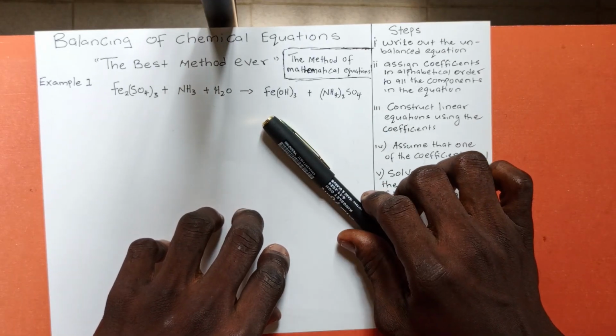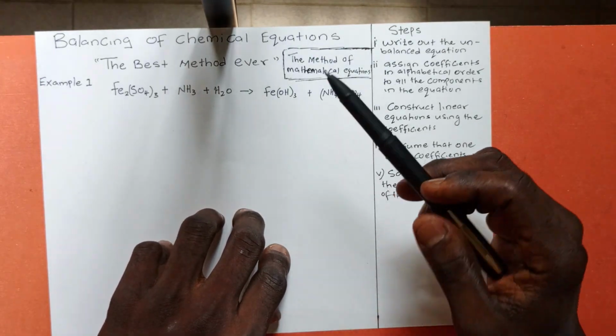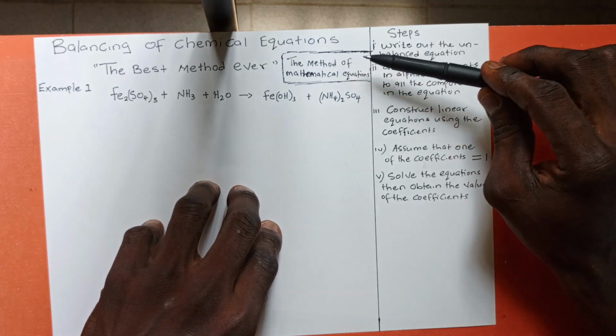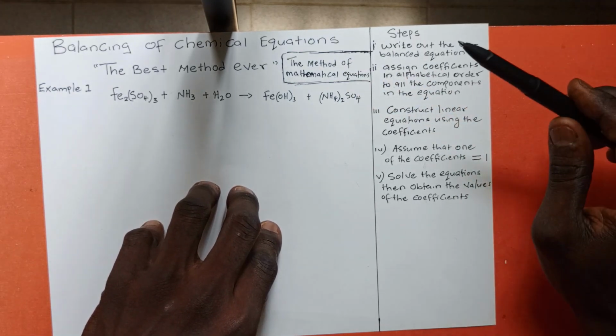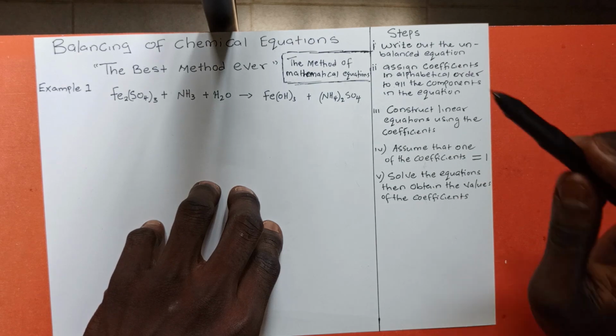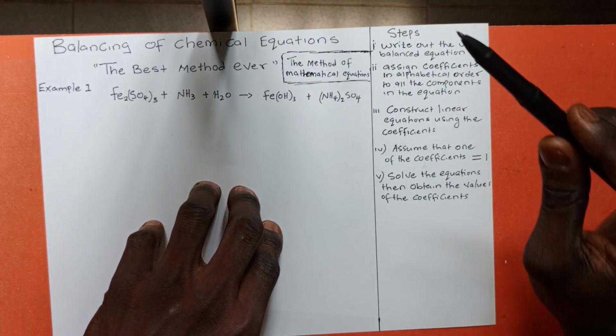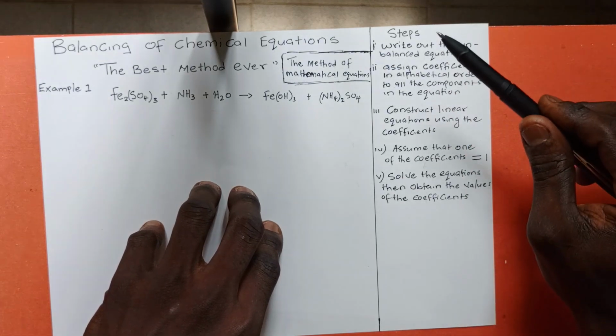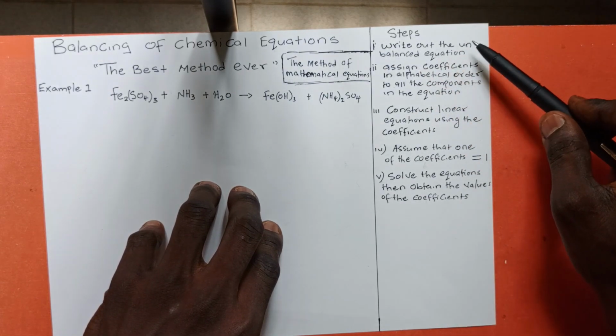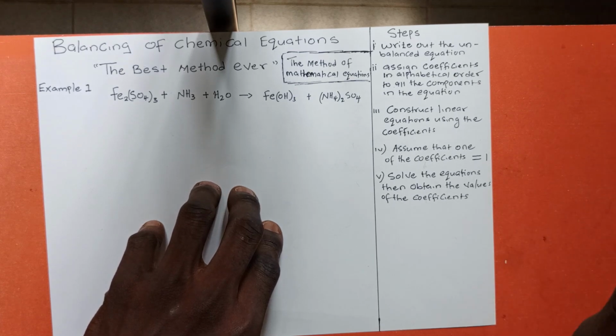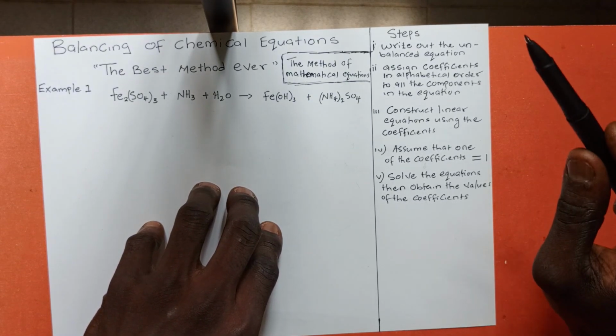Now, this method, like I called it, the best method ever, it involves the method of mathematical equations. Now, what are the steps involved in this particular method? Now, these are the steps. The very first step here, step 1, you have to first of all write out the unbalanced equation. That is the very first thing you have to do.